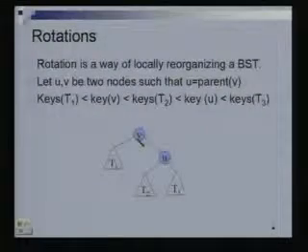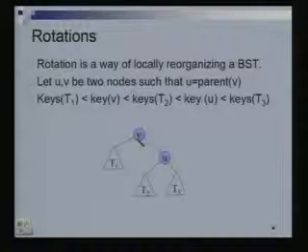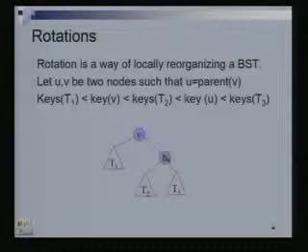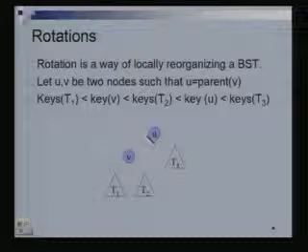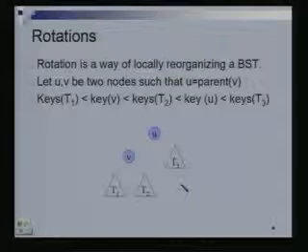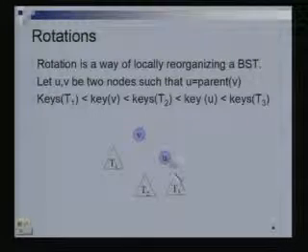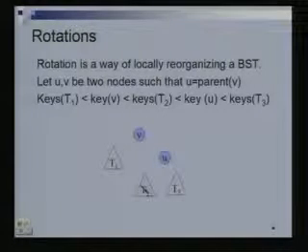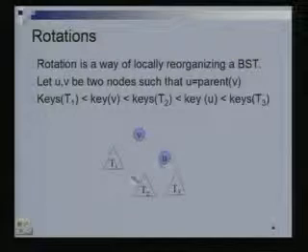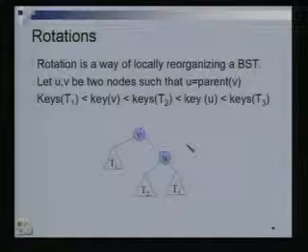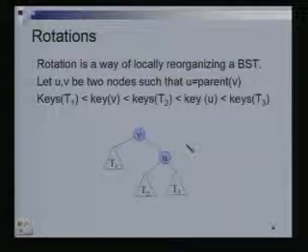So T1 earlier was to the left of V, it remains to the left of V. T3 was to the right of U, if you remember. T3 was to the right of U, T1 was to the left of V, T2 was to the right of V. So T3 remains to the right of U, T1 remains to the left of V, but T2 moves from being to the right of V to the left of U. It is now the left child of U. Everyone follows this, what a rotation is?